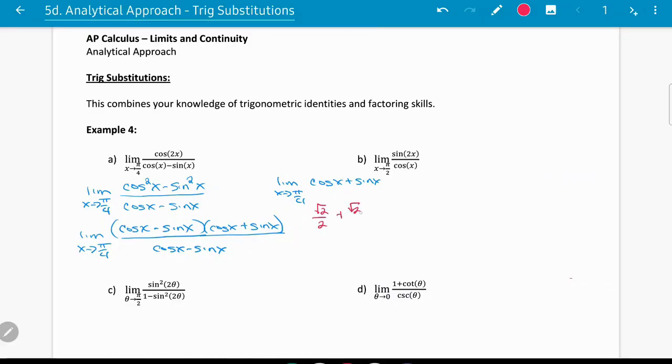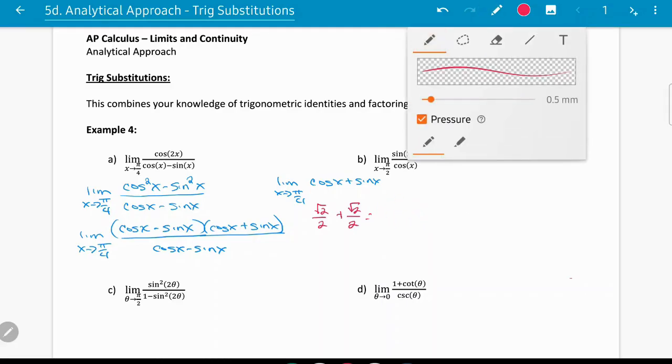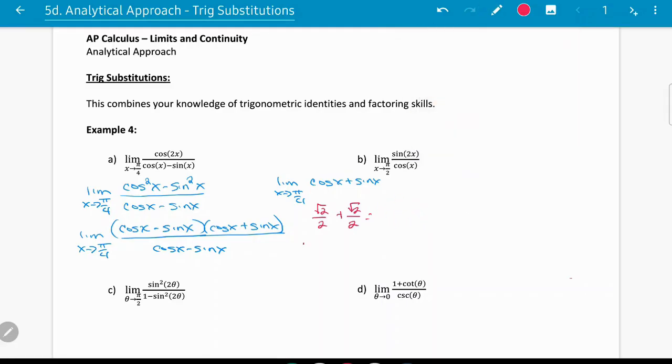plus the square root of 2 over 2 is equal to 2 square root of 2 over 2. So that becomes 2 square root of 2 over 2, which is equal to the square root of 2.